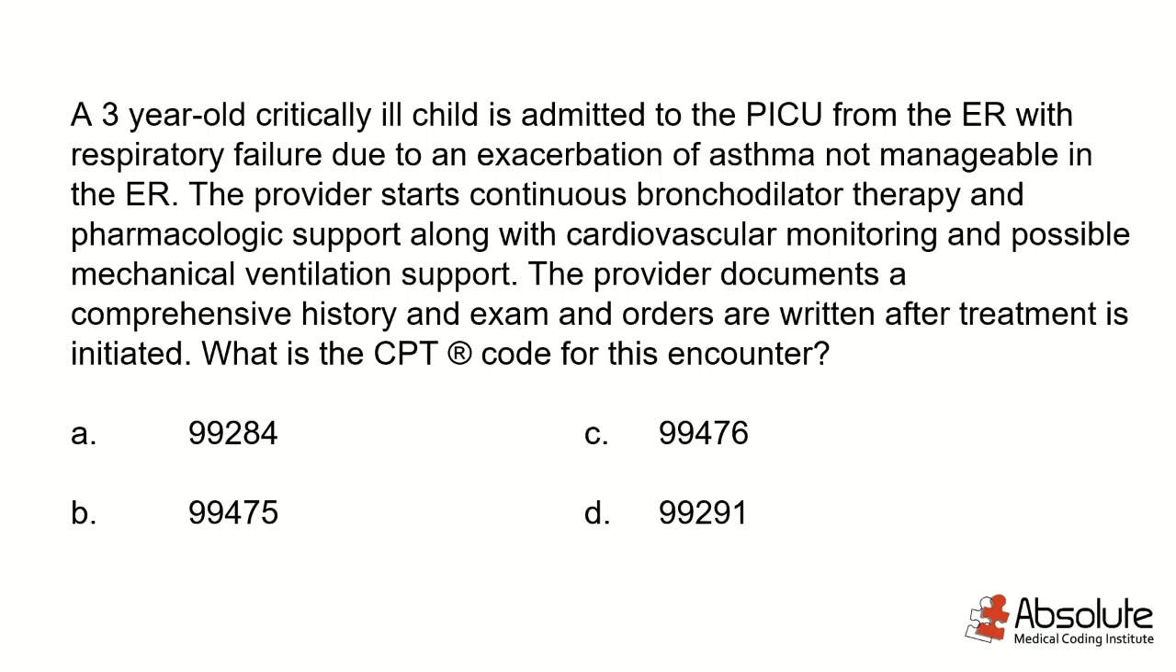exacerbation of asthma not manageable in the ER. The provider starts continuous bronchodilator therapy and pharmacologic support along with cardiovascular monitoring and possible mechanical ventilation support. The provider documents a comprehensive history and exam, and orders are written after treatment is initiated. What CPT code is for this encounter? And you have 2.5 minutes starting now.